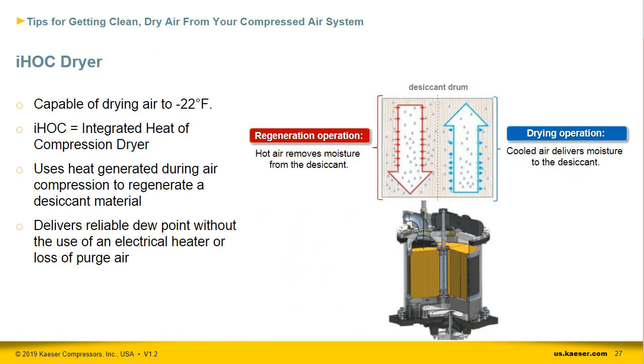IHOC dryers are heat of compression dryers, with the I standing for internal. These dryers can be found in both internal, built into a compressor, or external design variants, and use the heat generated by compressing air to regenerate the desiccant material within the dryer. As floor space is often at a premium in a compressor room, the internal variants are often quite popular. These dryers use the principle of adsorption but replace the dual pressure vessel design with that of a rotating drum. They're capable of delivering a reliable dew point down to minus 22 degrees Fahrenheit without the use of additional heaters or the loss of purge air. It's important to note, however, that heat of compression dryers are only available when oil-free rotary screw compressors are installed in a compressed air system, as they are the only compressors which generate sufficiently high temperatures to allow for the regeneration of the desiccant material.